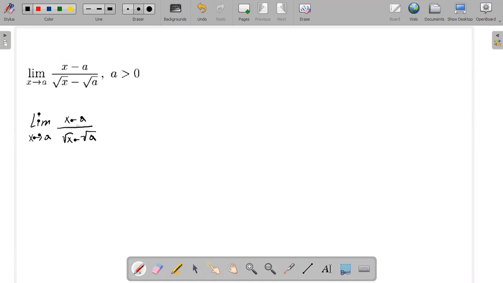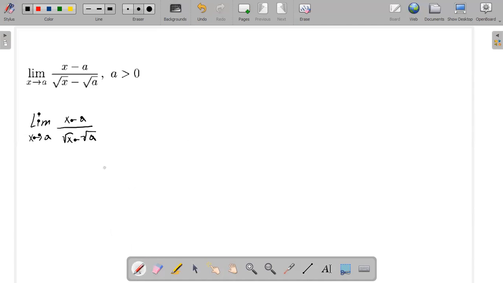Okay, let's see. Here, if we substitute a for x, we have a minus a in the numerator, and the denominator is square root of a minus square root of a. The numerator is 0 and the denominator is 0, so this is an indeterminate form, so we have to find another way to evaluate this limit, and here we will use conjugates, okay?